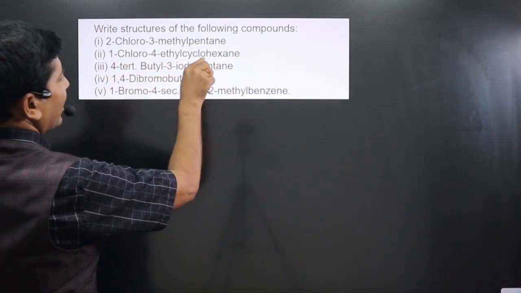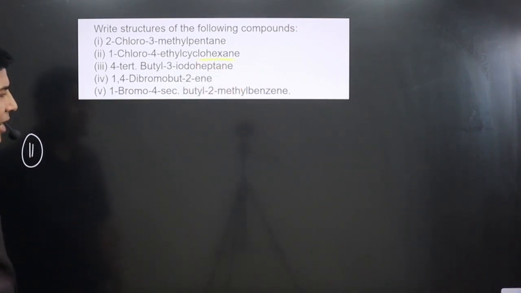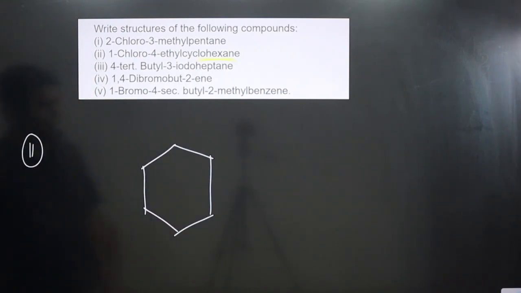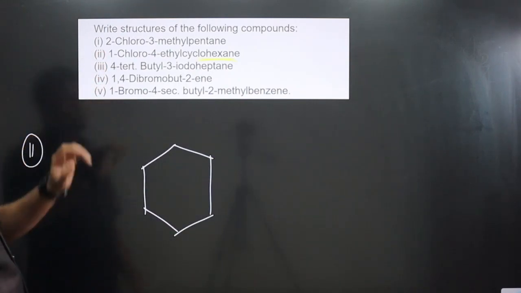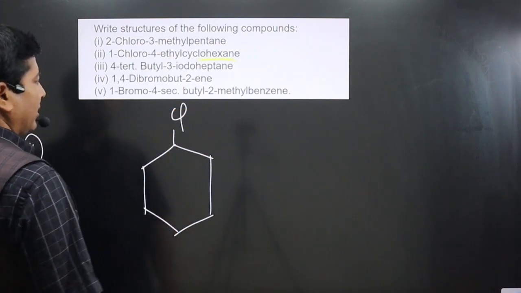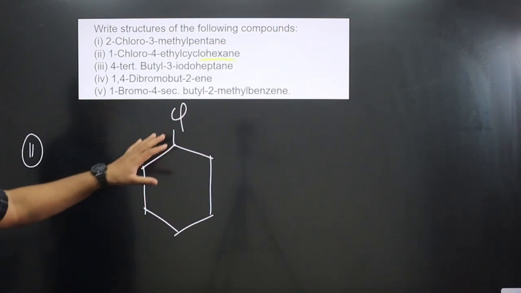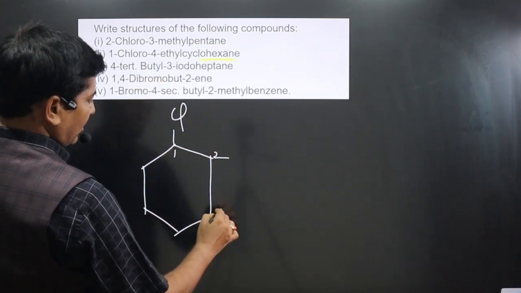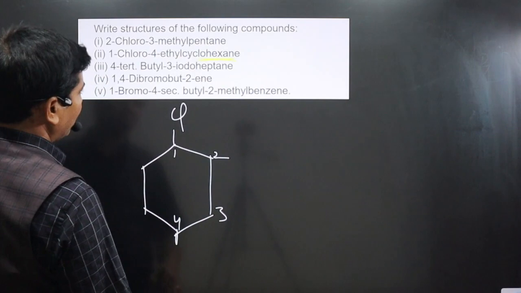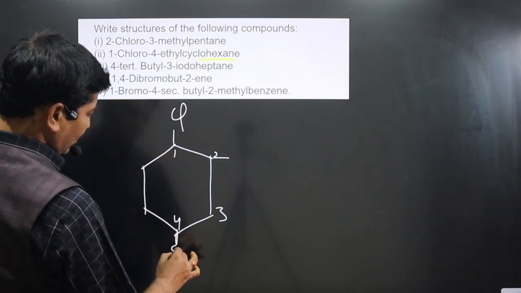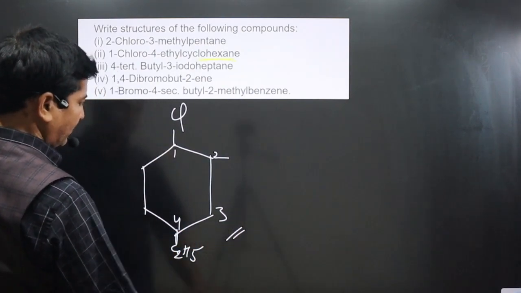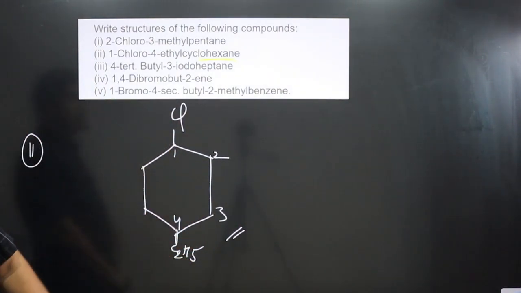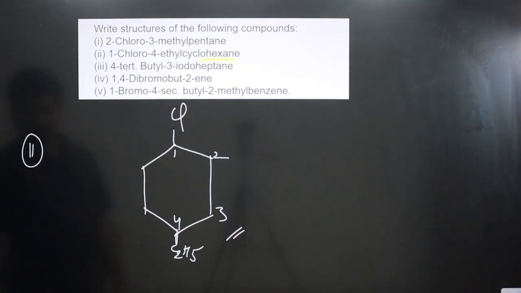1-chloro 4-ethyl cyclohexane. This is the parent chain we have, cyclohexane. Okay, cyclic ring is there. It says 1-chloro, attach Cl to cyclohexane. Okay, 1-chloro, and 4-ethyl: first carbon, second carbon, third carbon, fourth carbon. This is the fourth carbon and attach ethyl group. This is C2H5. Done. 1-chloro 4-ethyl cyclohexane. Okay, move on to the next one.